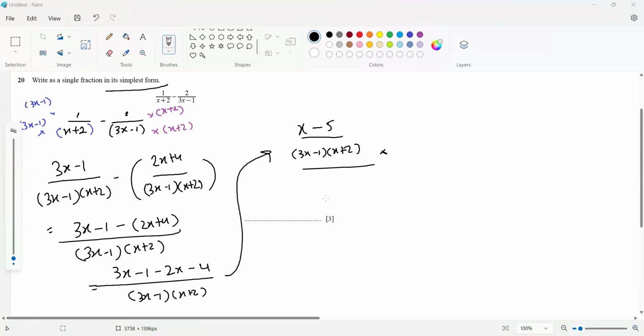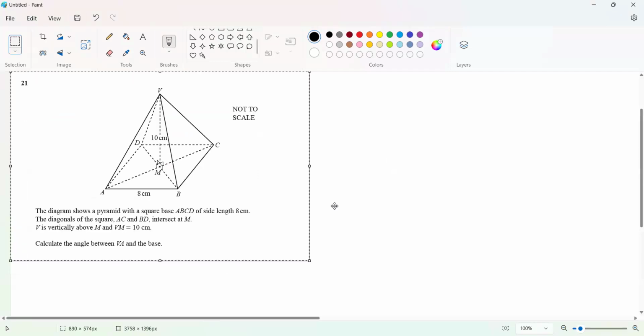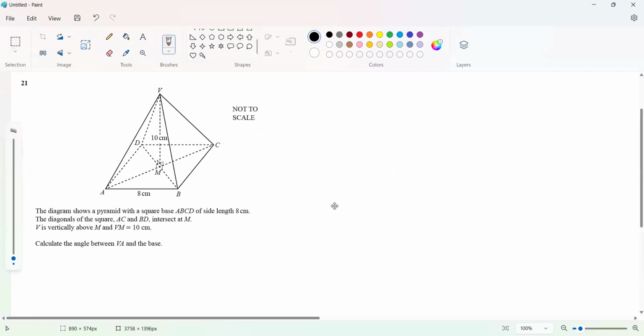So we have question number 21. For question 21 itself, we have the pyramid. The diagram shows a pyramid with square base ABCD of side length 8 cm, V is vertically above M, and VM is 10. They say calculate the angle between VA and the base. In other words, they are looking for this angle here. They actually drew it out quite nicely for us. And we know that this is a right-angled triangle. I will highlight it for you here: V to A to M, and M to V is a right triangle, right?